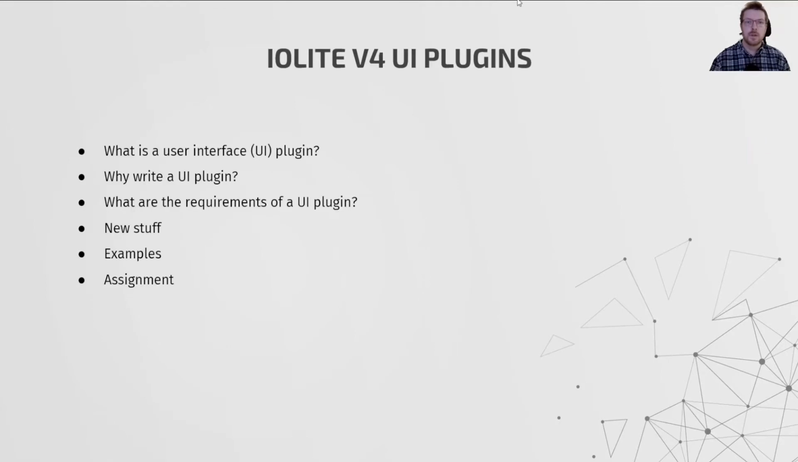An overview for today's lesson is shown here. As before, I'll start by giving you a tour of UI plugins in iolite and talk briefly about why you might want to write your own. Then we'll get into the specific requirements for a UI plugin and talk about some new features that we'll use in today's examples. The bulk of our time will be spent making 4 user interface plugins, each of which will teach you something new, I hope. Then we will finish by talking about this week's assignment.